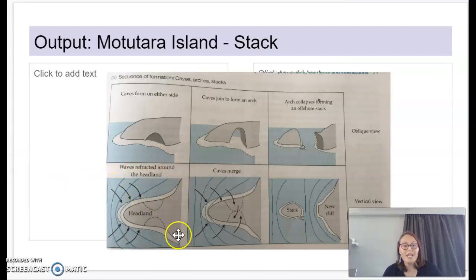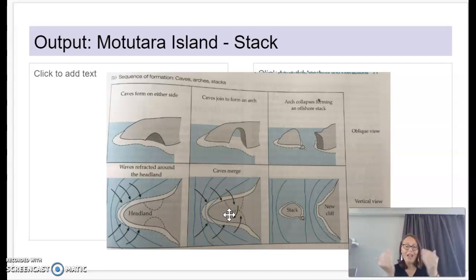So here it is here. Apologies for the quality of this. This is a photo. I don't have a scanner, so apologies. So here we go. We can see that wave refraction, bending, and the energy attacking the headland. You can see that the caves are forming.